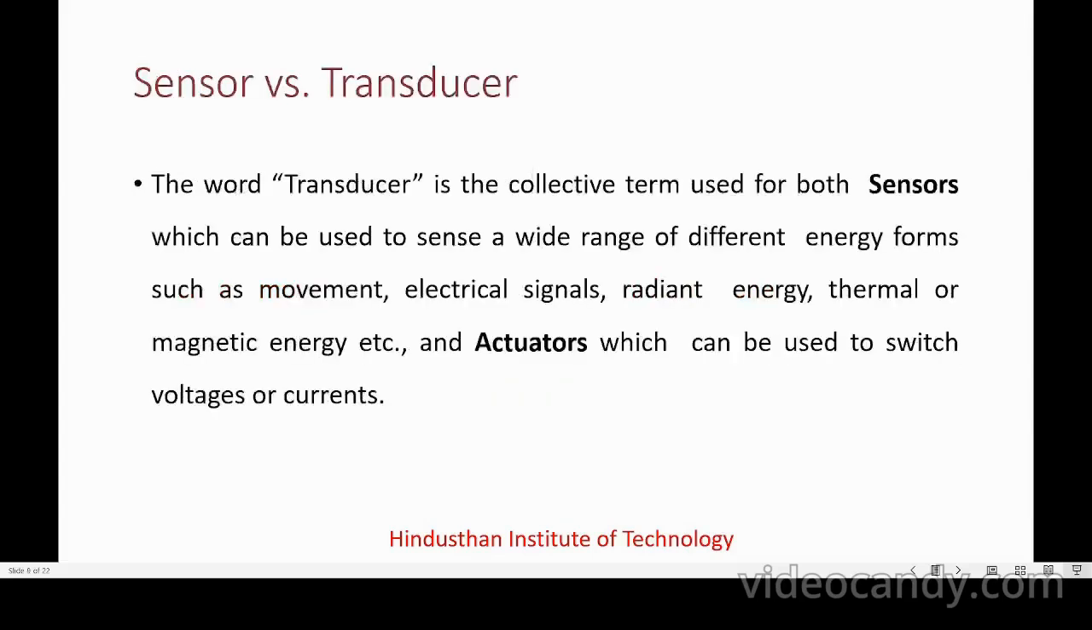Next, what is the difference between sensor and transducer? Here the word transducer is nothing but a collective term that is used for both sensors and actuators. Here a sensor is used to sense a wide range of different energy forms, for example, electrical signals, radiant energy, movement, thermal or magnetic energy. Here actuators are mainly used to switch voltages or currents.